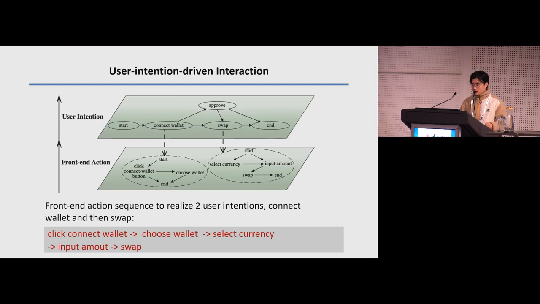So in this example, we will find a front-end action sequence that consists of five steps. First is to search for a button, and we will click it to connect the wallet, and then we will choose the wallet we want to use, and select the currency we want to trade. Then we will input the amount and click the swap button so we can finish the trade.